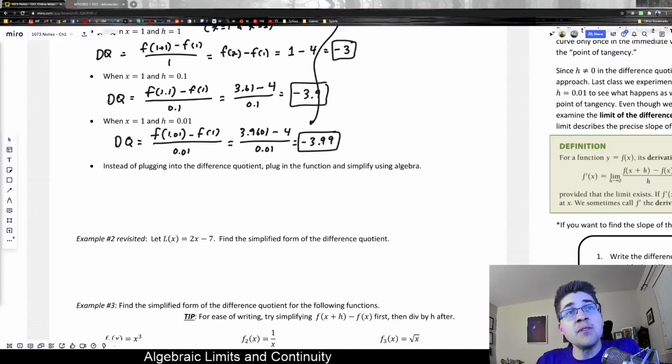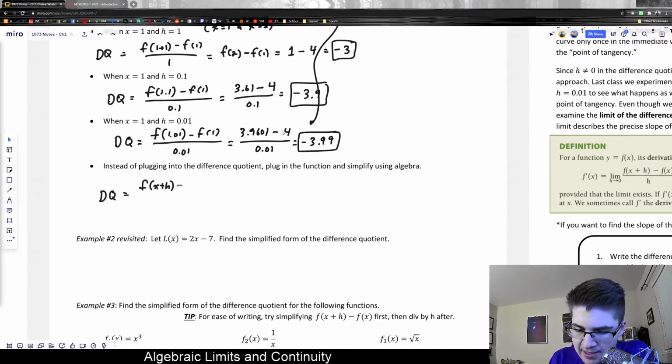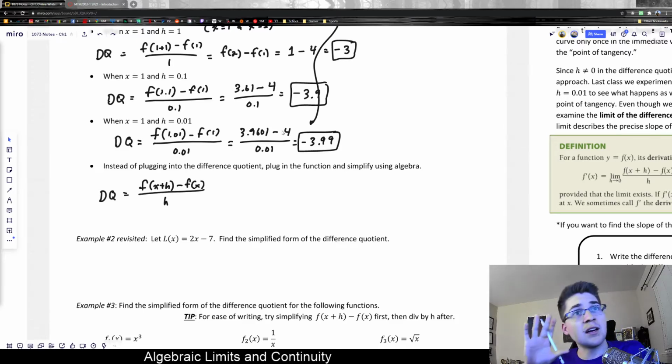So to actually simplify the difference quotient, this is something that you'll see in the homework. It'll say simplify the difference quotient or something along those lines. What you want to do is start with the generic algebraic difference quotient, f of x plus h minus f of x, divided by h. And basically, instead of plugging numbers in, just plug the algebraic expressions into your function.